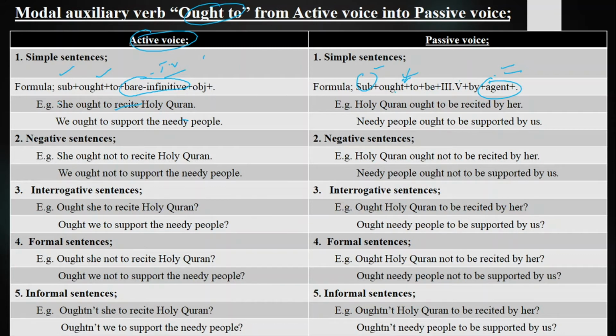So let's discuss the sentences. She ought to recite Holy Quran. Holy Quran ought to be recited by her.